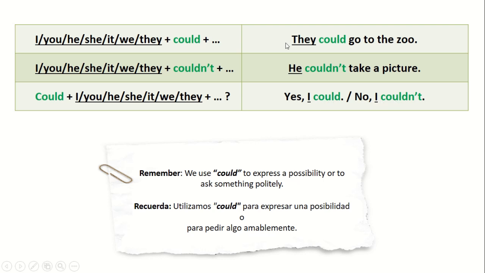An example with could is, they could go to the zoo. With couldn't, he couldn't take a picture.